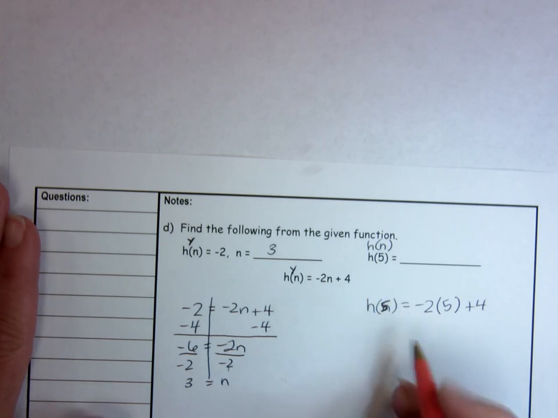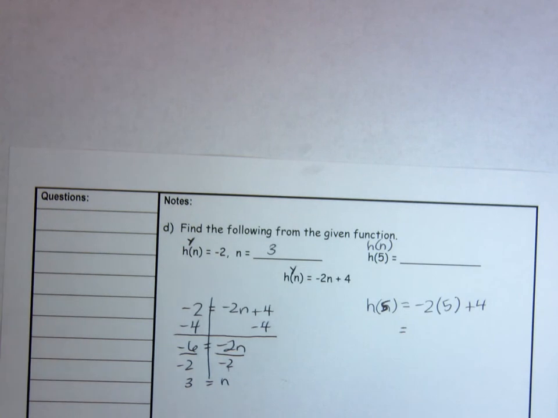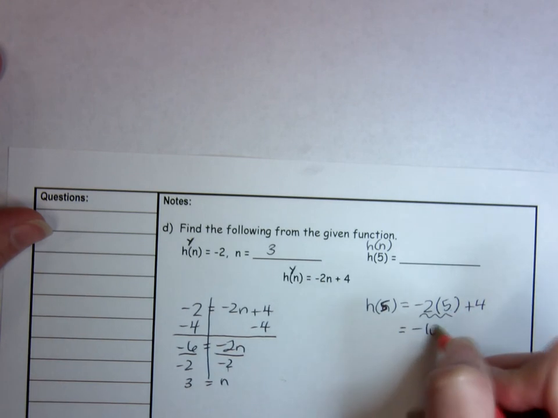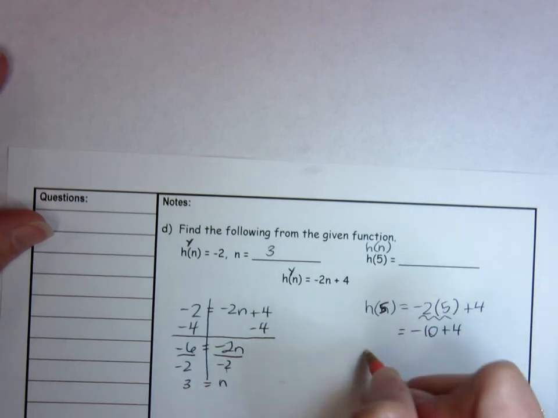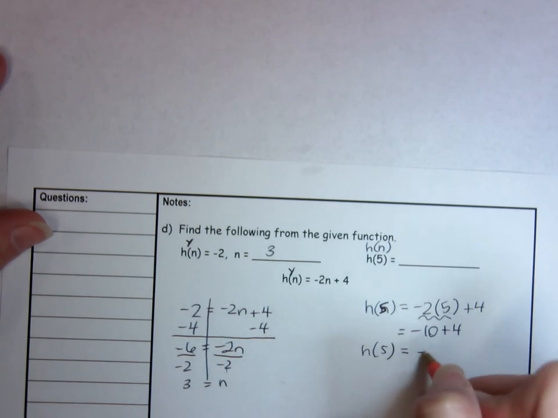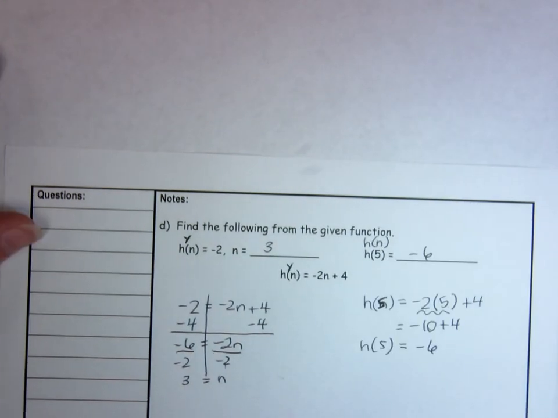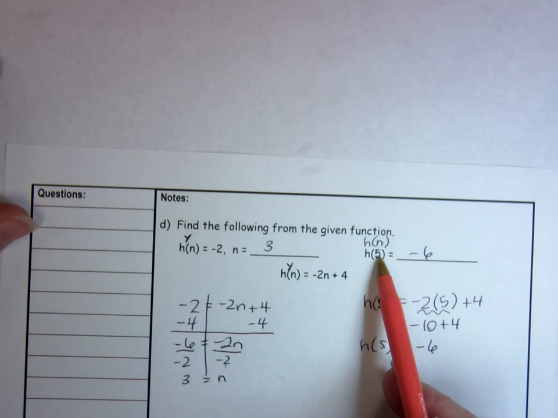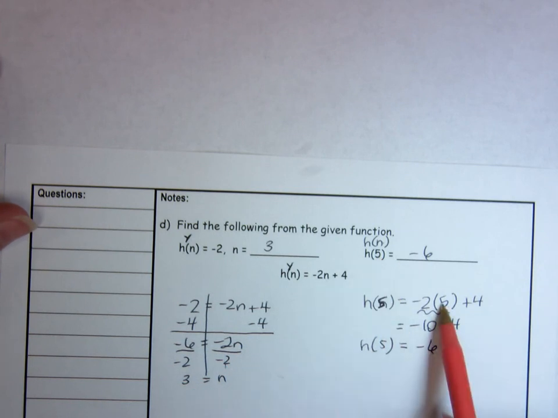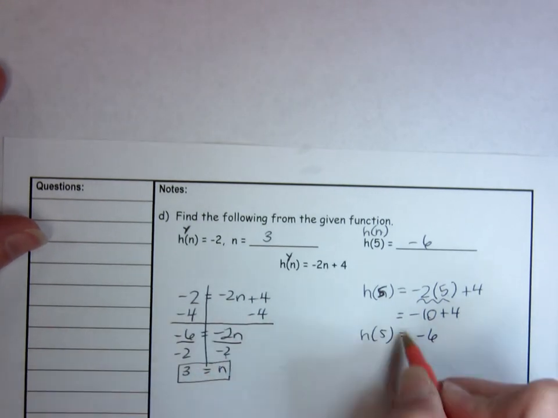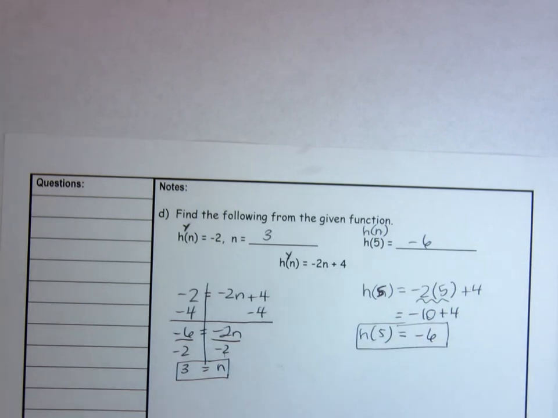Okay? So as we're looking at it, we're just going to simplify this using our order of operations. Remember to use parentheses when you're substituting. And we have negative 2 times 5, that's multiplying. We're going to do that first. This is negative 10 plus 4. And so h of 5 is equal to negative 6. H of 5 is equal to negative 6 because the n has been replaced by the 5. So in the function, we replace the n with a 5, and we get negative 6. So on this one, we had 3 equals n, and on this one, we had h of 5 is equal to negative 6. Letter E.